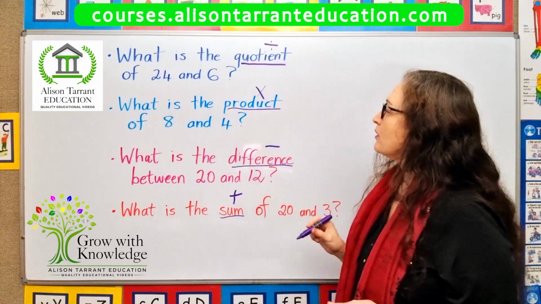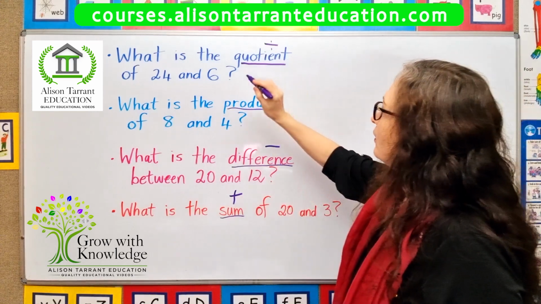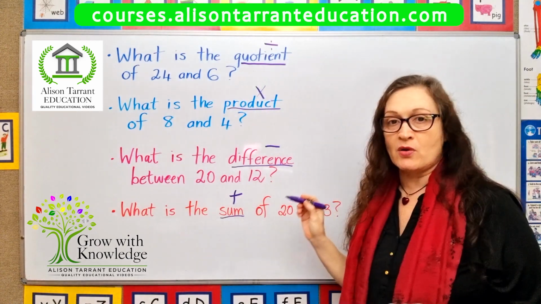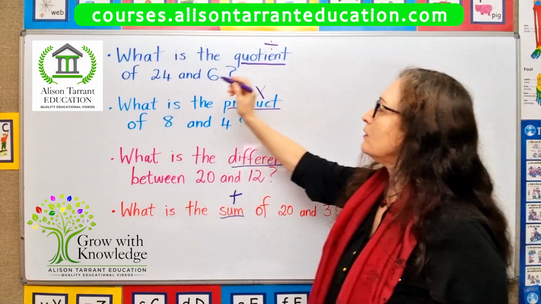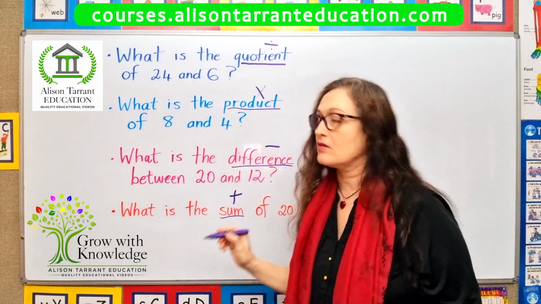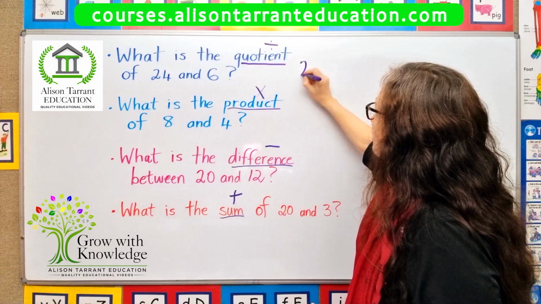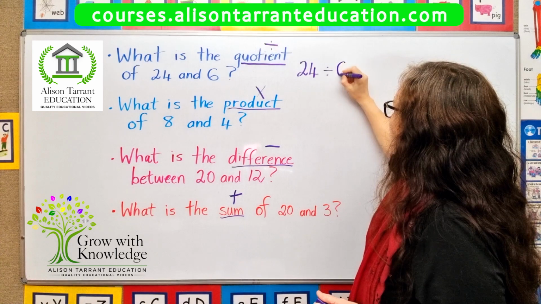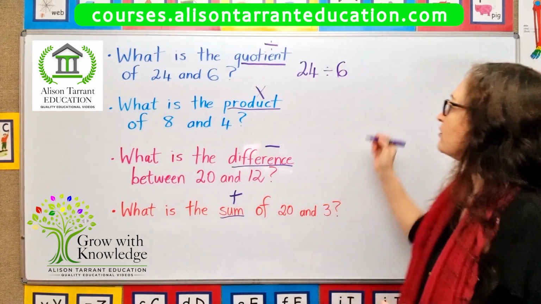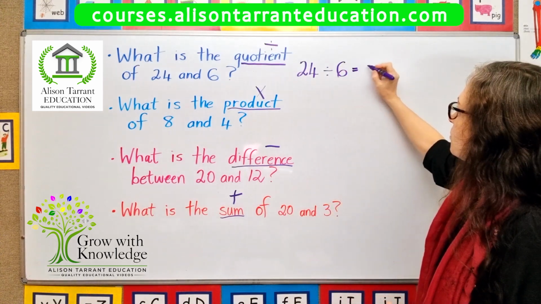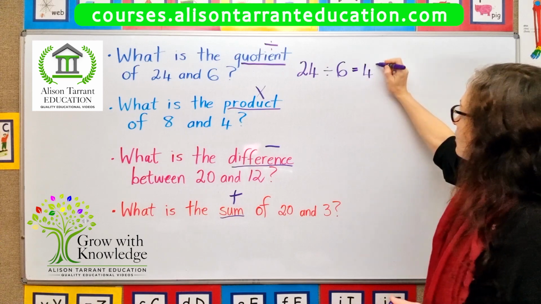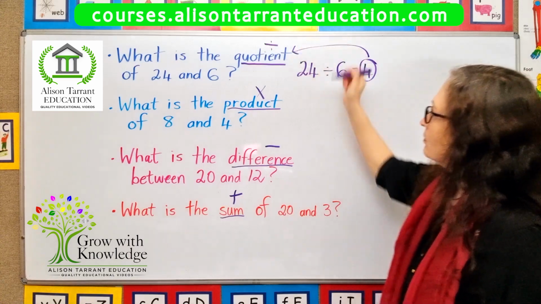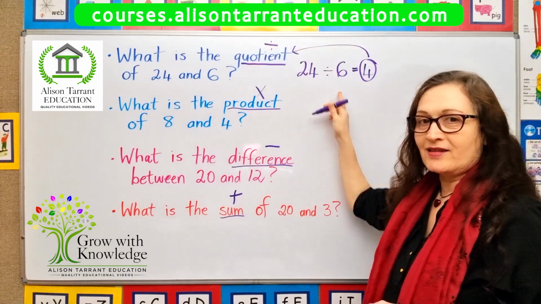So let's start with the first one. What is the quotient of 24 and 6? Now remember, the quotient is the answer that you get when you divide two numbers. So let's do that. So we take 24 and we divide it by 6. And the answer to that is 4. So 4 is the quotient of 24 and 6.